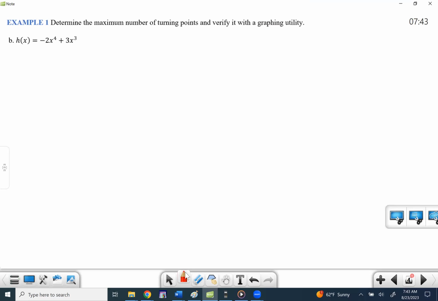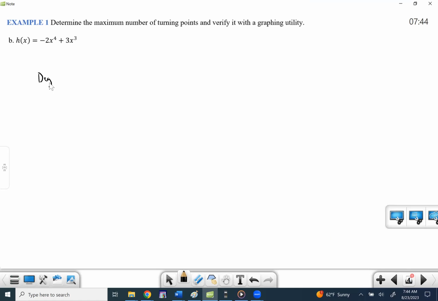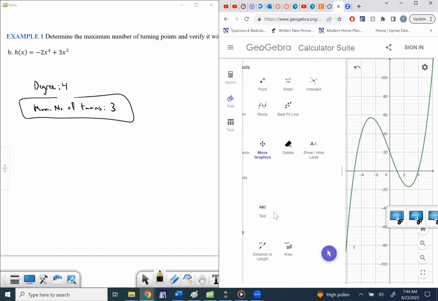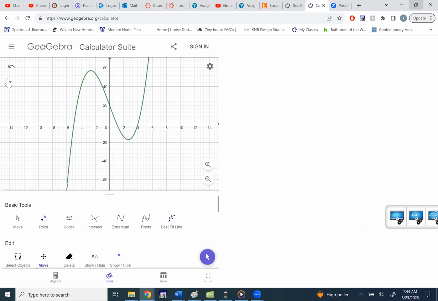All right, so this one is degree 4, right? The highest exponent is 4. So we know that the maximum number of turns is 1 less. So it should have at most 3 turns. Let's go see what this looks like. All righty. This a little bit bigger. There we go.